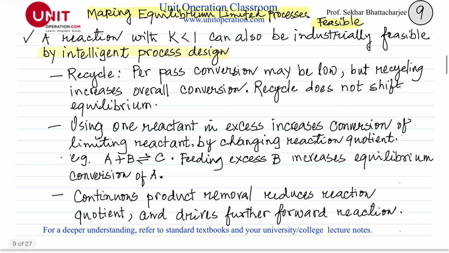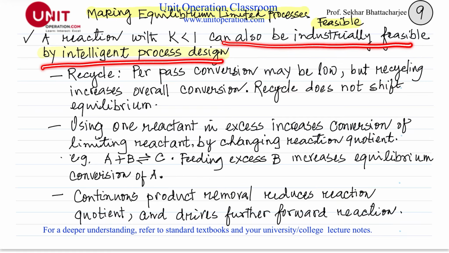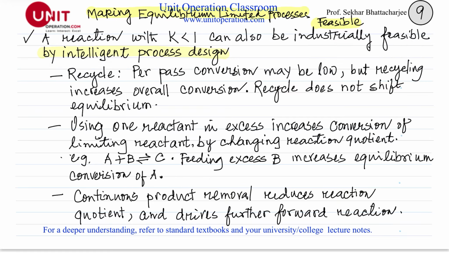Now let us discuss making equilibrium constant limited processes feasible. These are very standard industry procedures, so I'm just going to give you some basic rules. A reaction with K less than 1 can also be industrially feasible if other parameters, let's say economics, dictate it. So these are basically equilibrium limited processes.